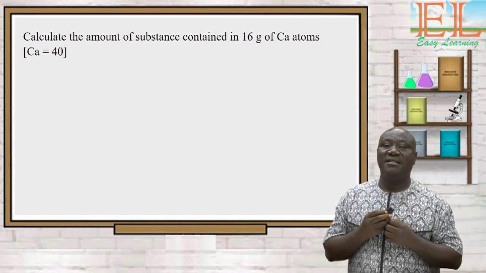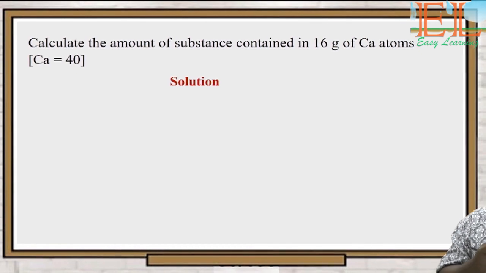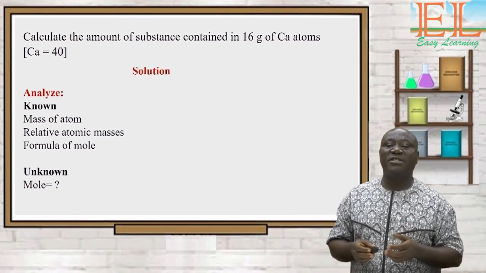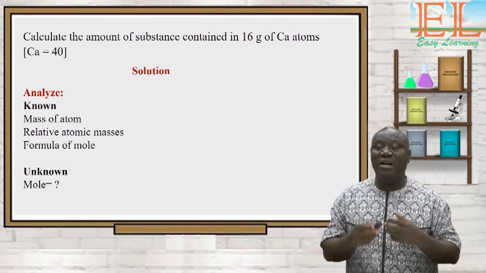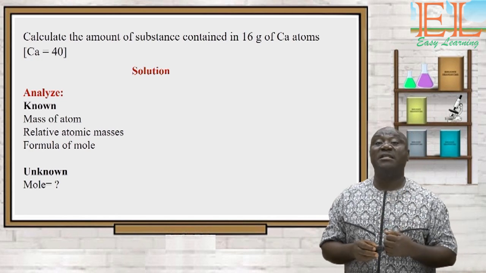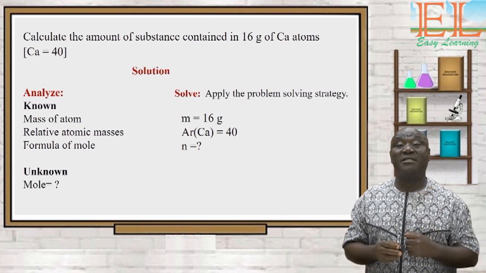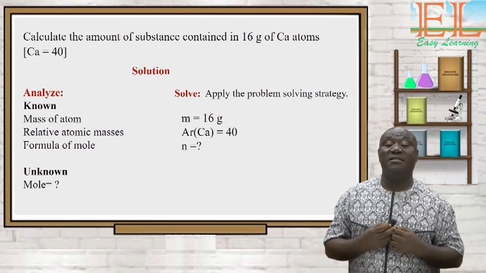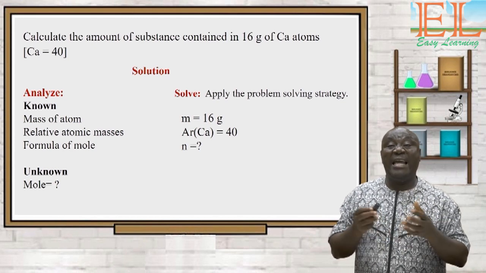Welcome back. I hope you were able to get the answer. Let us see how you should have solved the question. As usual, we will have to extract the known quantities and list them. Then you ask yourself, what quantity am I looking for? And that will be our unknown. So in this question, we are given m to be 16 grams, relative atomic mass of calcium to be 40. And we are looking for amount of substance, n.